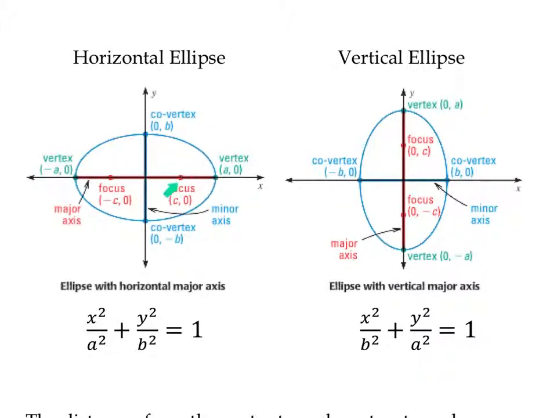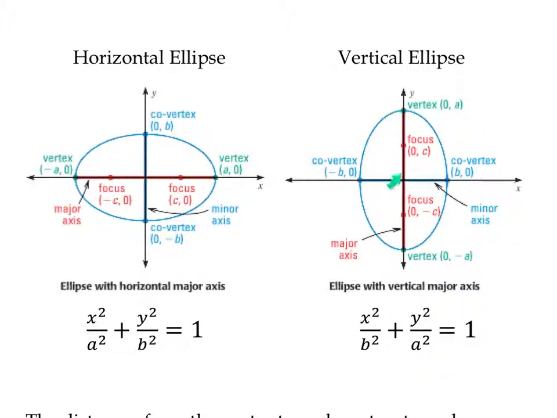And then you have the focus. The focus is a point inside the ellipse, and you can see there's an a value for the vertex, b value for the covertex, c value for the focus. They're going to be our keys. Those are our three key features: the vertex, covertex, and focus.